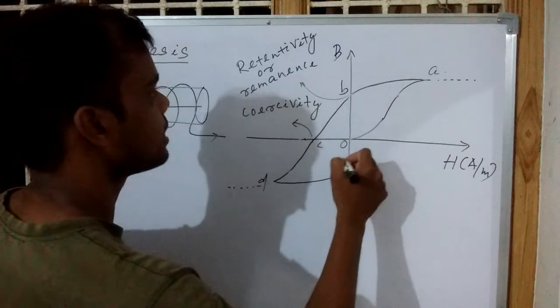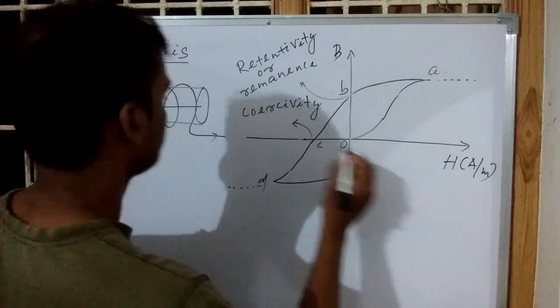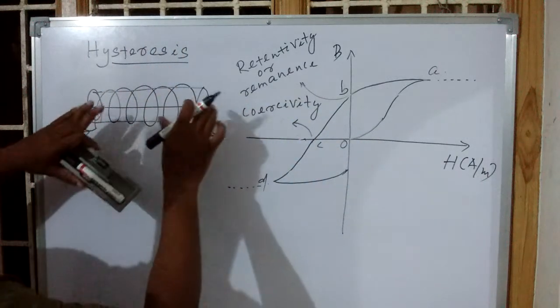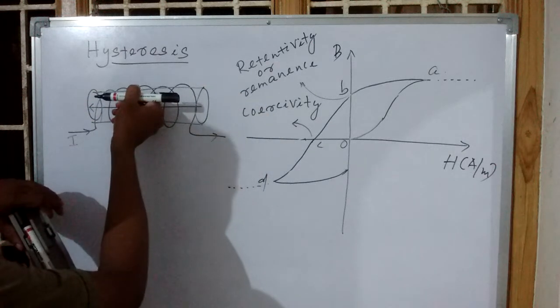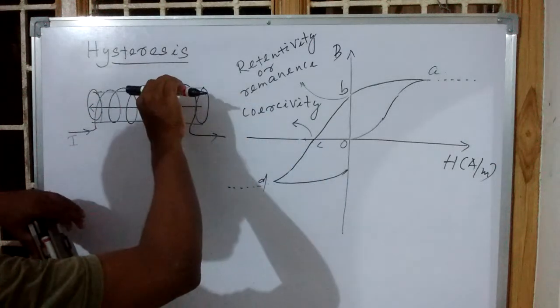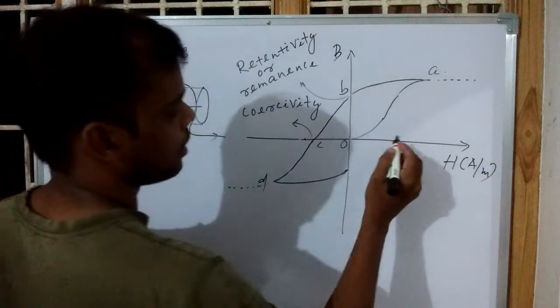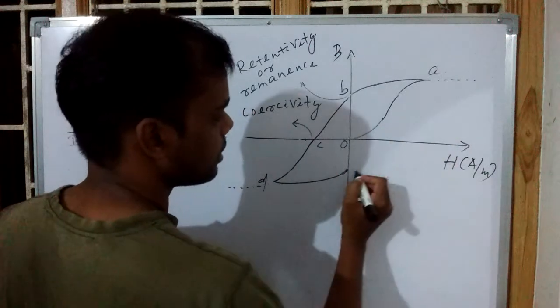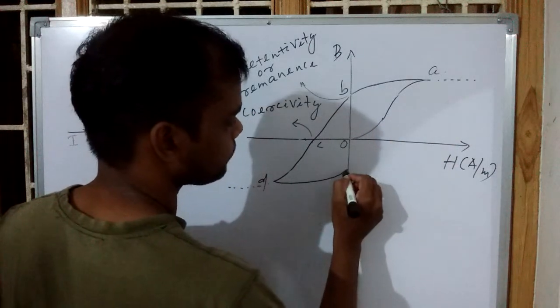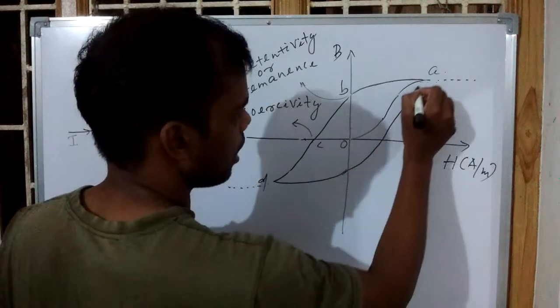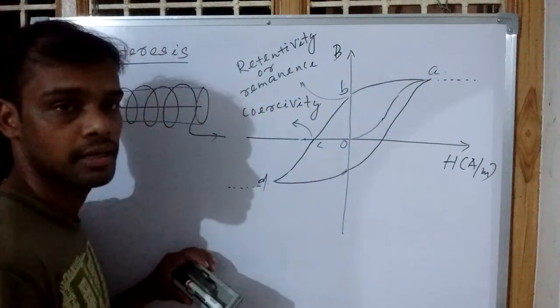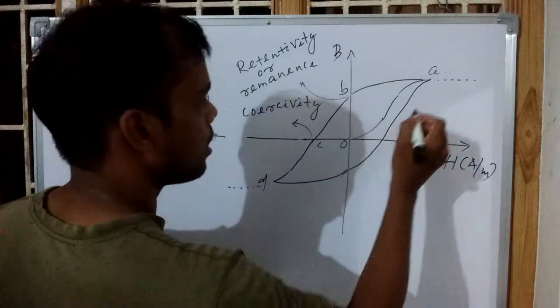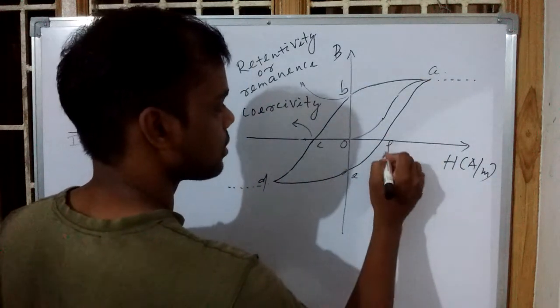Okay, this is the retentivity in the opposite direction. That means in the first case the magnetic field was in this direction. Now in this case it is in this direction. Now if you continue, finally it will go like this and it will come to the final point A. Now let this be point E, this one be F.